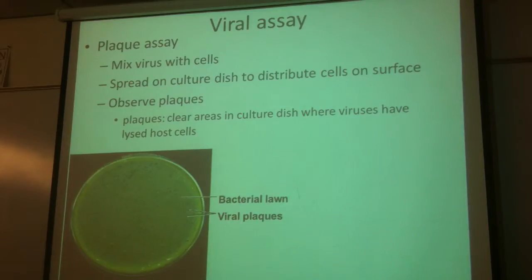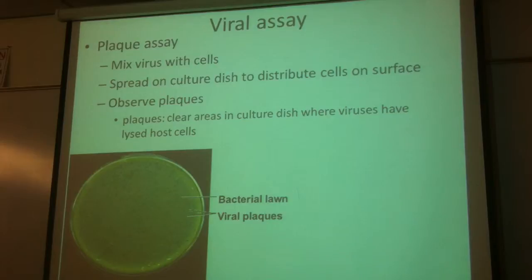Okay, viral assays. One of the common ones is the plaque assay. You mix a virus with cells and spread it on a culture plate, kind of like what you guys did, maybe make it a little thicker so you have a nice even lawn. And then you start seeing these viral plaques.